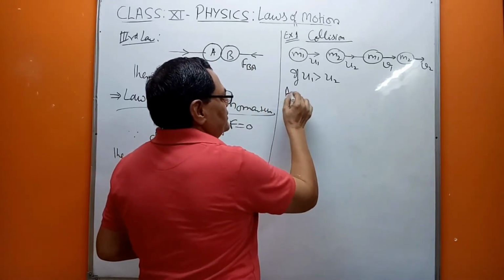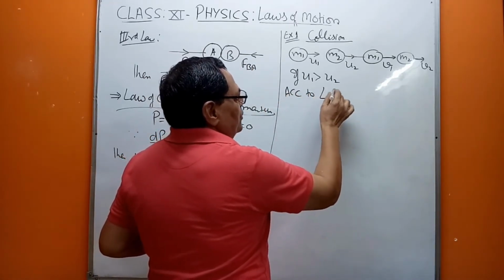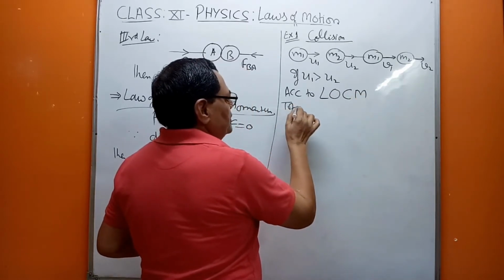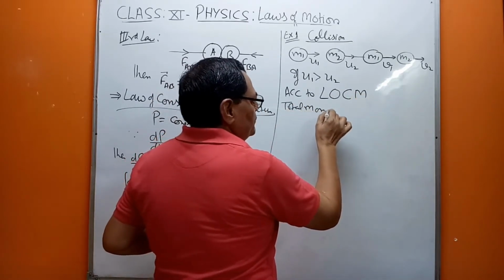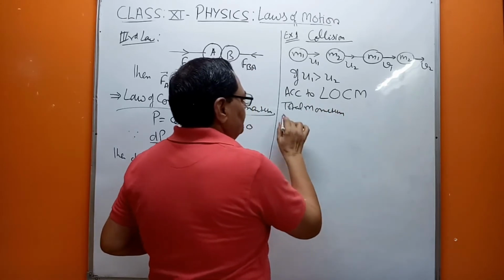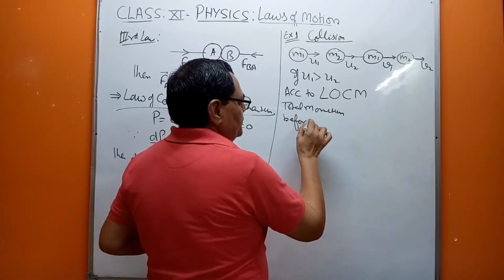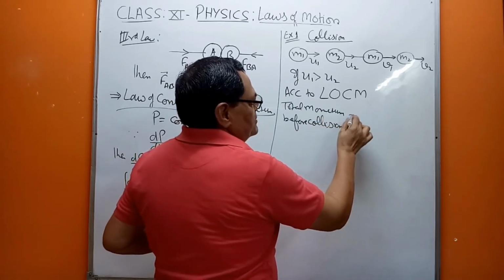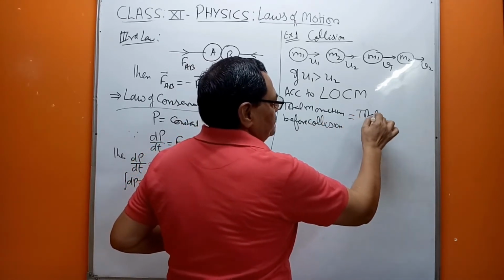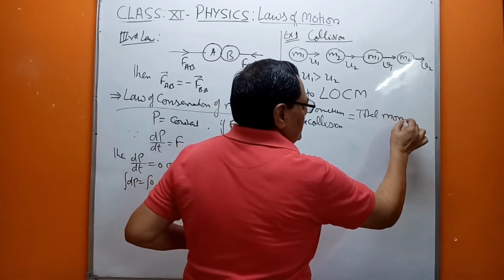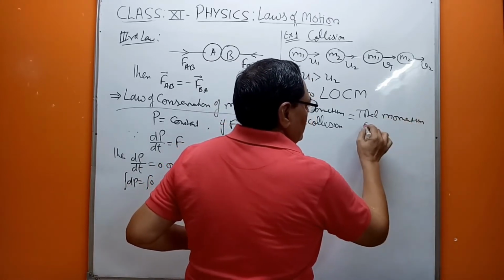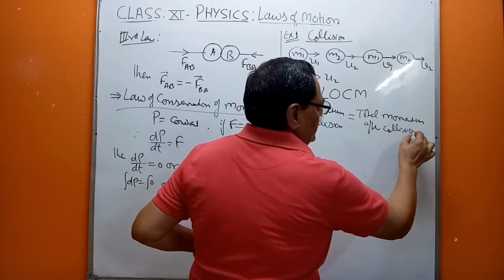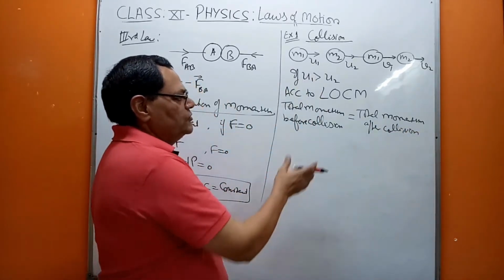So therefore you can say, according to the law of conservation of momentum, that the total momentum before collision is equal to the total momentum after collision. So what is the total momentum before collision?